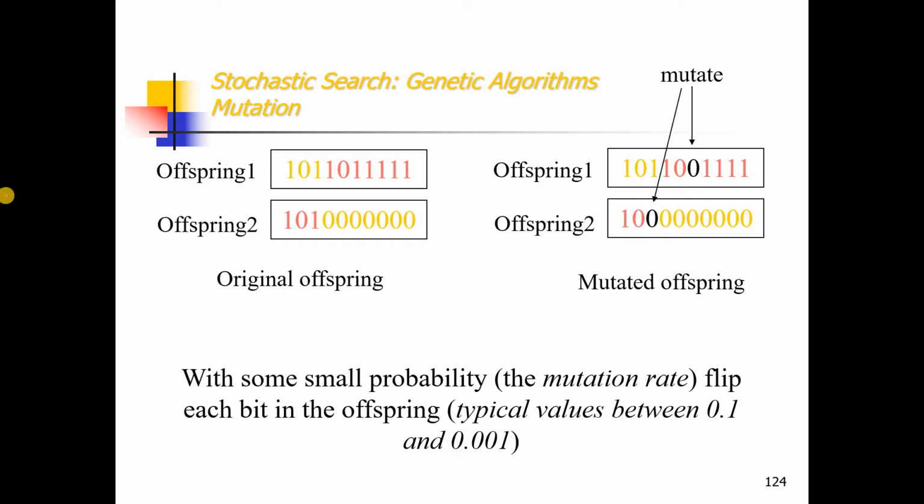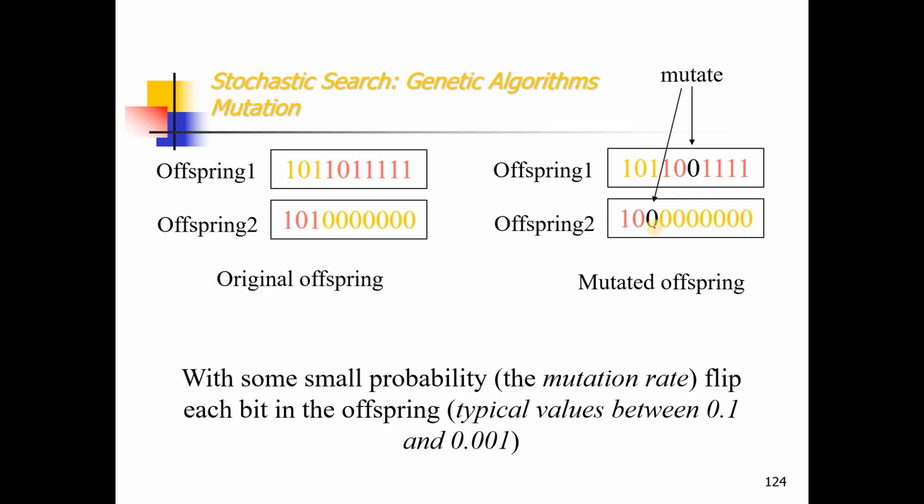And then the second type of reproduction that occurs is that it is not done alone but in combination. So after the crossover, some of the genes, some of the chromosomes, they mutate.